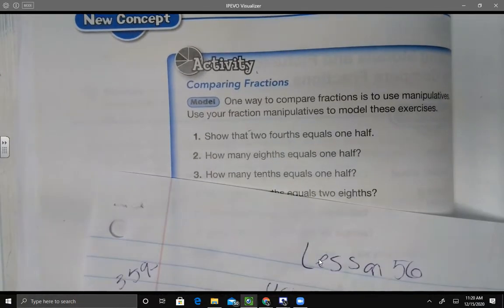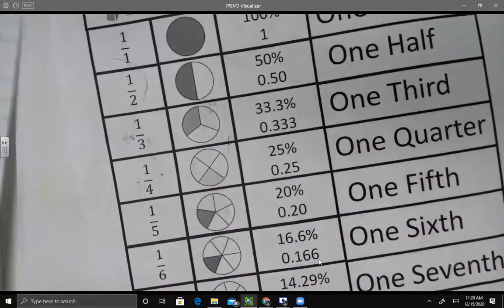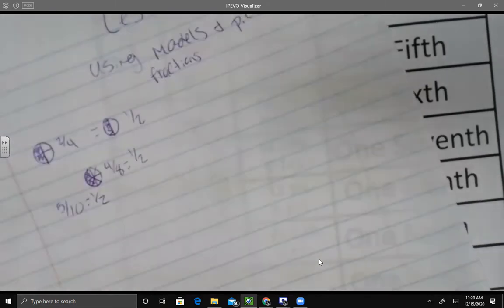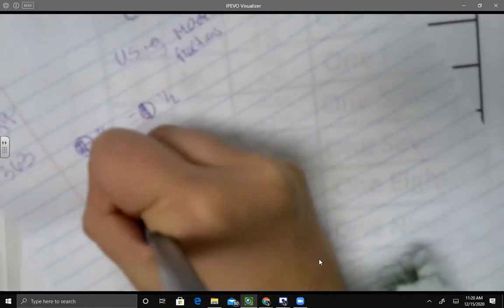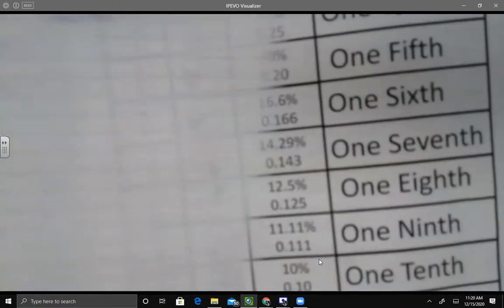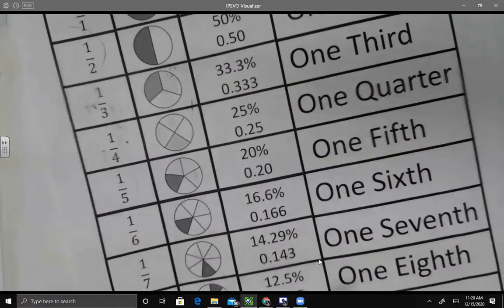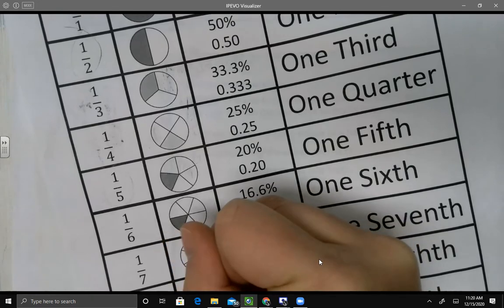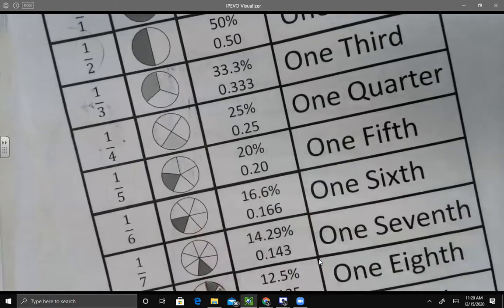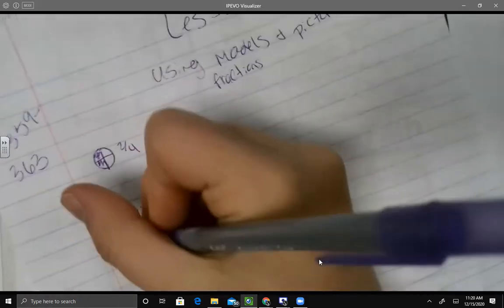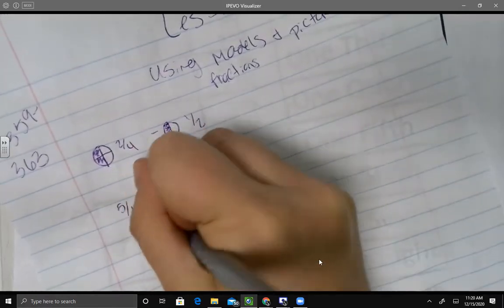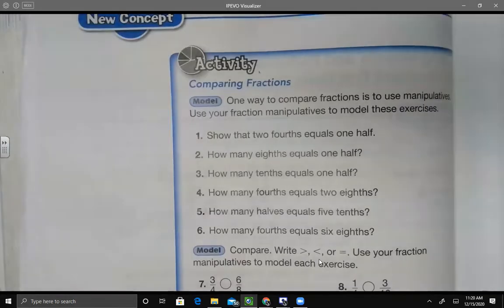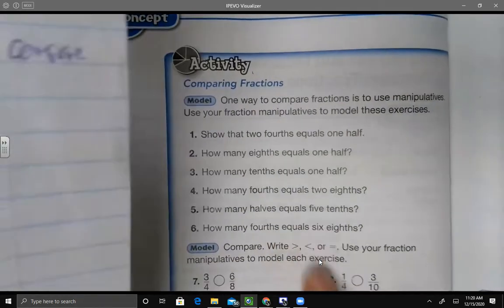How many fourths equal 2/8? Okay, so first we're going to start with 2/8. So let me draw a circle and divide it into fourths. So that's what a fourth looks like. And then we have 2/8. Looks like this. So that is this much. So that would be the same as 1/4. So 1/4 equals 2/8.